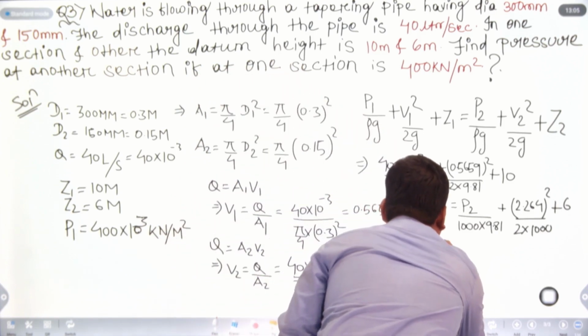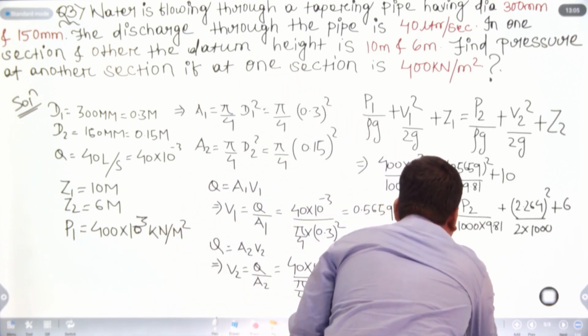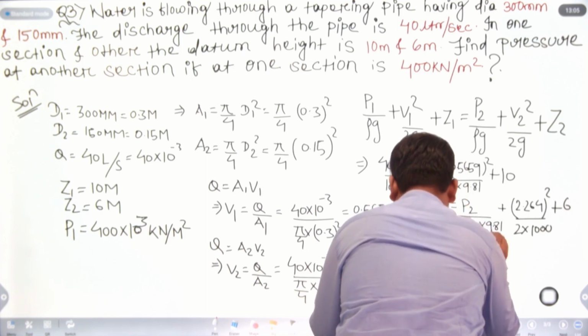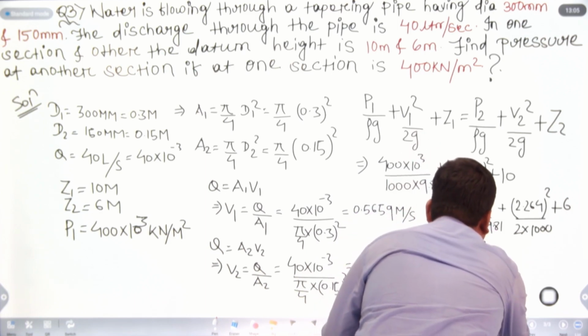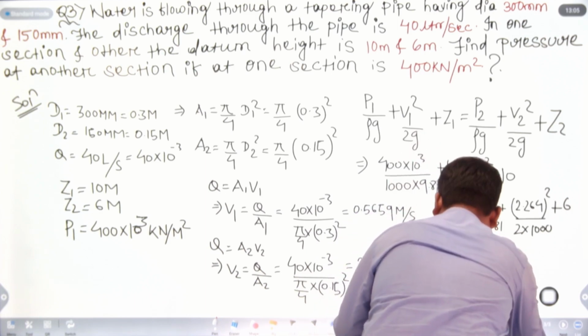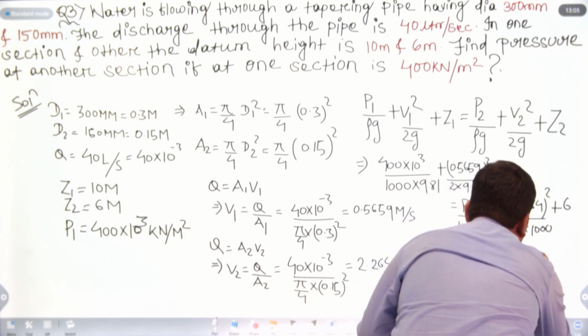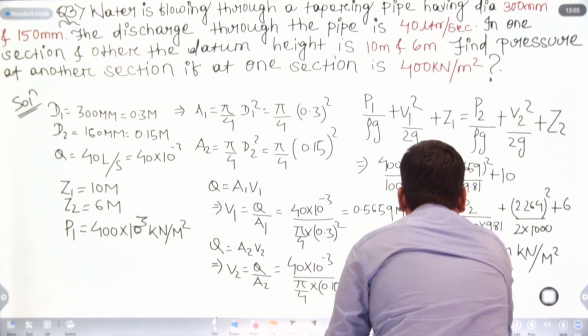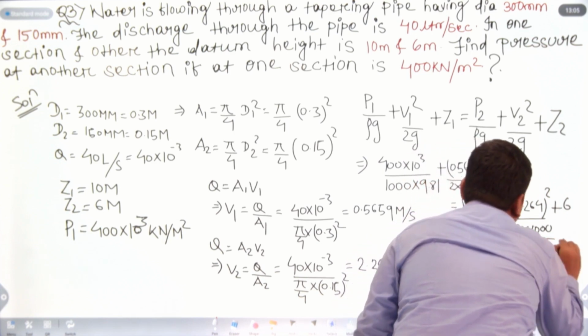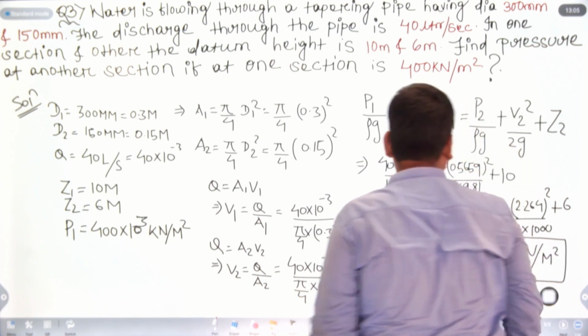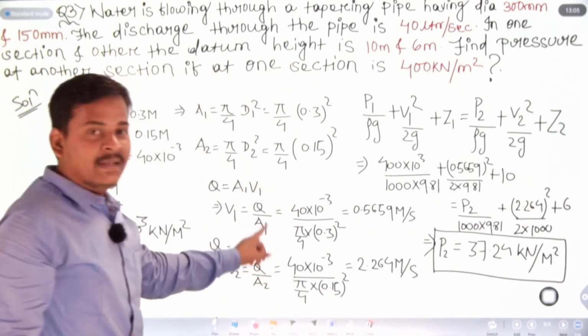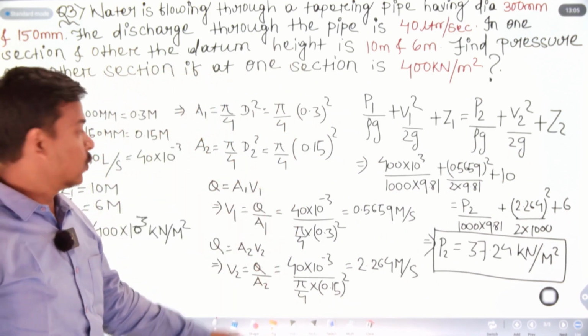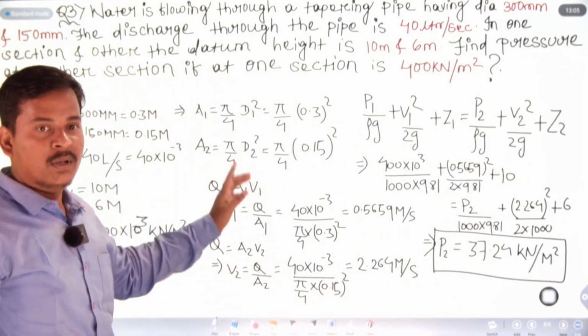That implies that P2 value is equal to 37.24 kilonewton per meter square. This is the value of P2. We should simplify it in a scientific calculator so that the accurate value will be concluded.